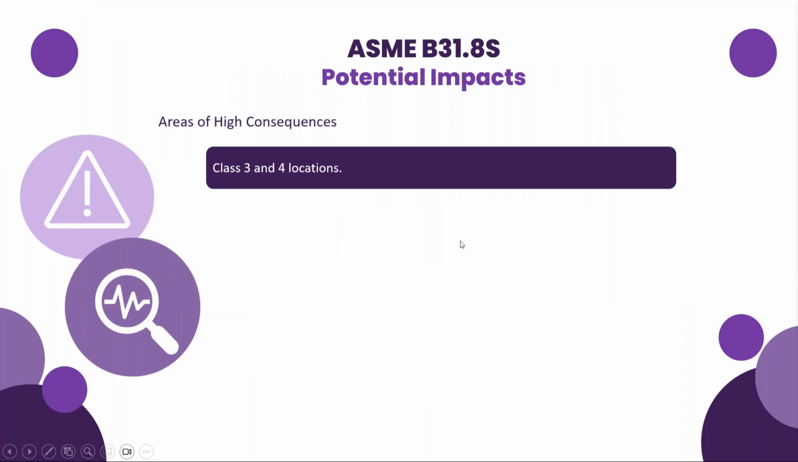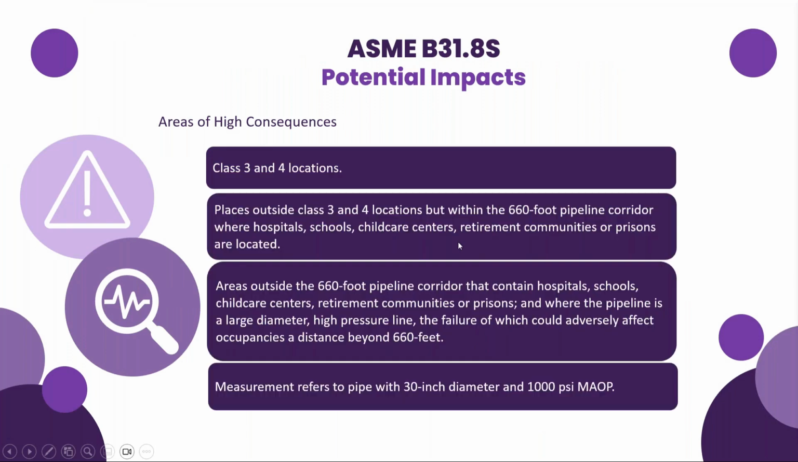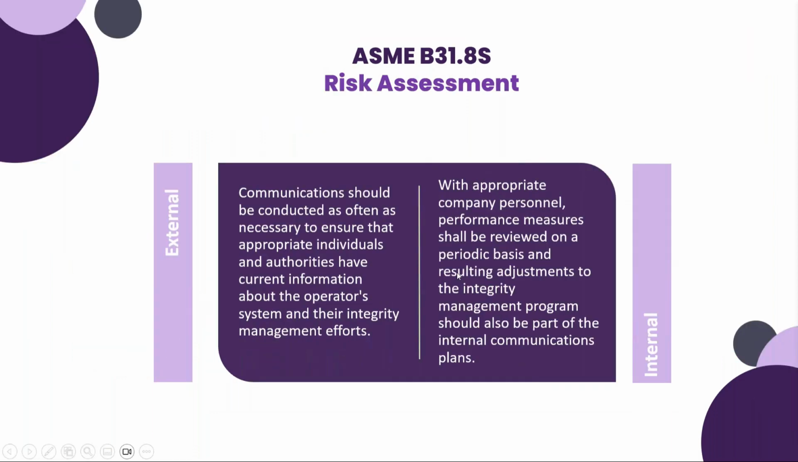Means they are unanticipated. We've got our class location, potential impacts, and areas. I'm not going to get into this, but we all know about the schools, hospitals, child care centers, retirement communities, and so on. Your measurement was based on the 30-inch pipe at 1,000 psi. Again, very similar to what 1160 had.